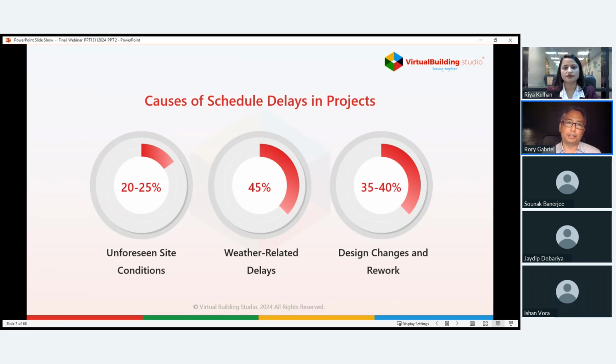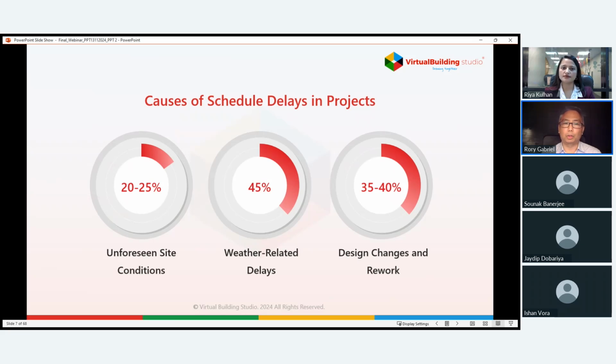Then you've got issues like unforeseen conditions. According to the Journal of Construction, Engineering, and Management, around 20 to 25% of projects face delays due to surprises on the site. Maybe there's unsuitable soil or an unexpected rock formation. These are things we only find out once we start digging.